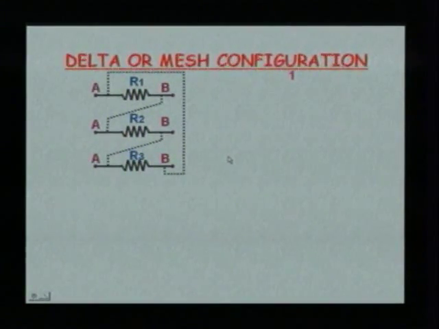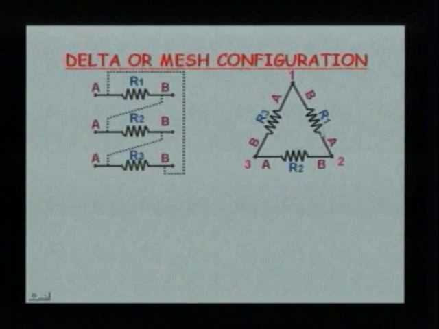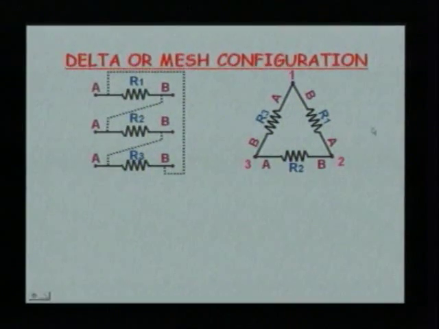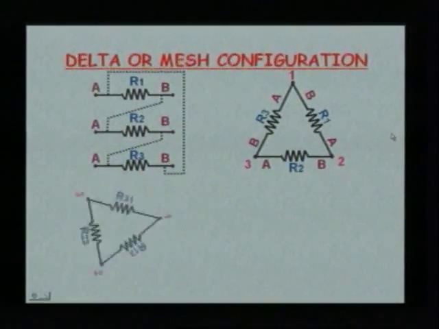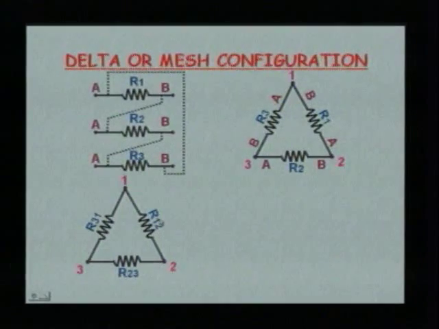This can be redrawn like this, stating 1, 2 and 3 would be the terminals. If you observe, A is connected to B, A is connected to B and A is connected to B. All the dissimilar ends are connected. The same figure can be redrawn. If you observe, we have got the terminals 1 and 2 and 3. The resistance has been renamed as R12, indicating that this resistance is connected between the terminals 1 and 2. Likewise, the others R23 and R31.